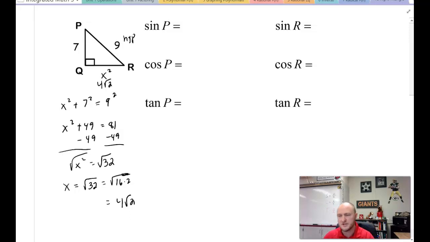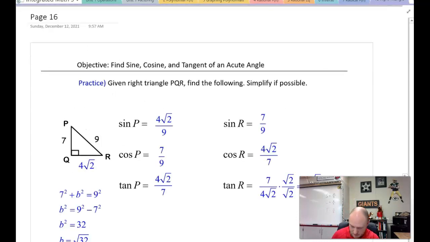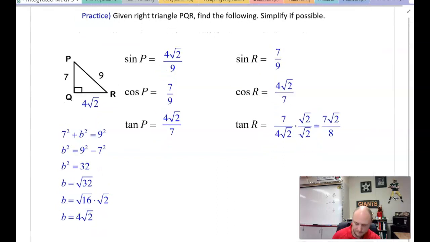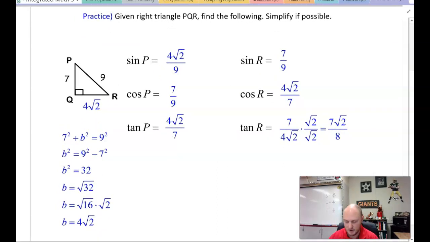Okay. Pause the video, find sine, cosine, and tangent of angle P and R if you have not done so already. Okay, here are the solutions. And there you go.